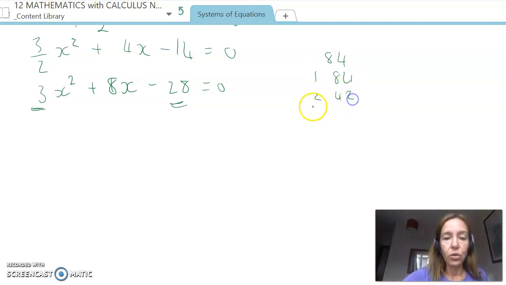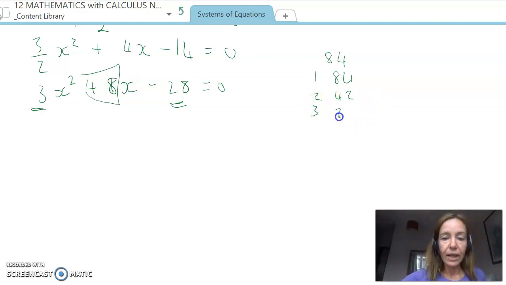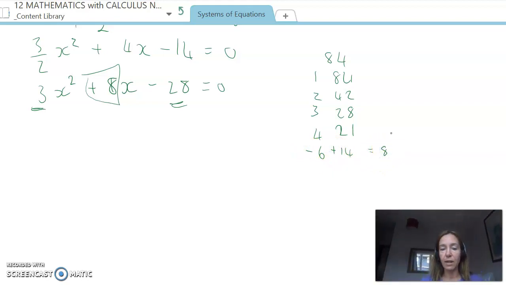42. What am I looking for? Once I've got my factor pairs, I'm looking for which of them add or subtract to give me that middle term, which is 8. So far I haven't found it. 3 and 28, no. 4 and 21, no. 5 doesn't go. 6 goes with 14. 14 minus 6 is 8. So I want plus 14 and minus 6 to give me 8. Are you happy with that?